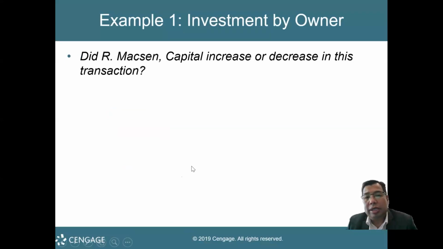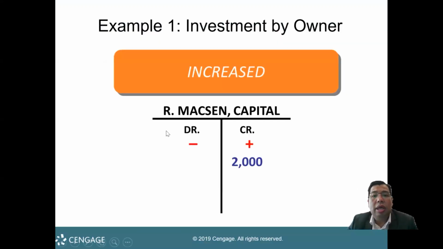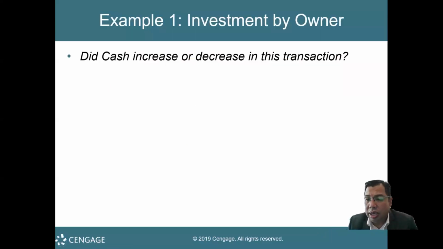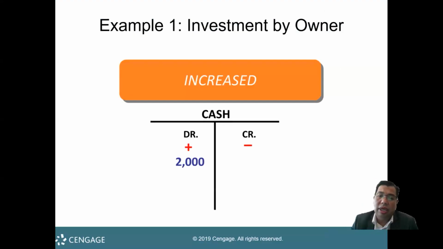Did Rohan Maxon's capital increase or decrease in the transaction? The answer is the capital increased. So you're going to credit your capital. What happened to the cash? Did cash increase or decrease in this transaction? The answer is your cash has increased because of this. So cash increased, you're going to debit the cash account. Yeah. So that is the first example.